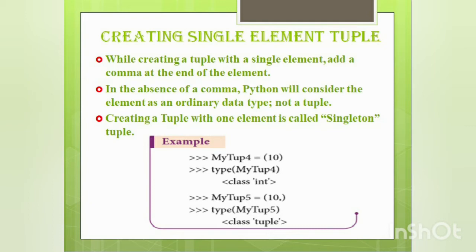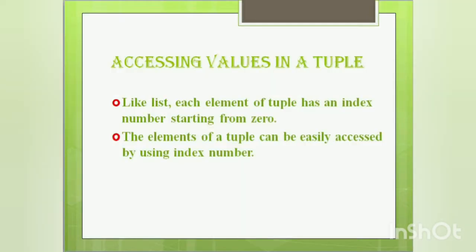Okay. Next example, my_tup5 is equal to the same element, only one element. Then at the end of the element you are using a comma, so type of my_tup5, your output will be class tuple. If you are using a comma at the end of a single element in a tuple, Python will consider that element as a tuple data type. Now your output will be class tuple. Clear?